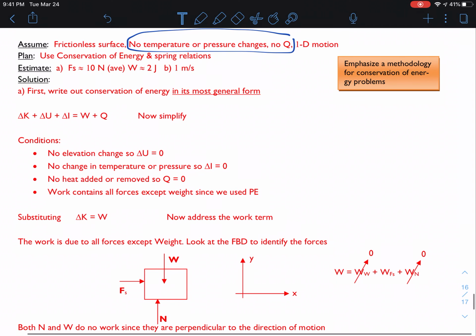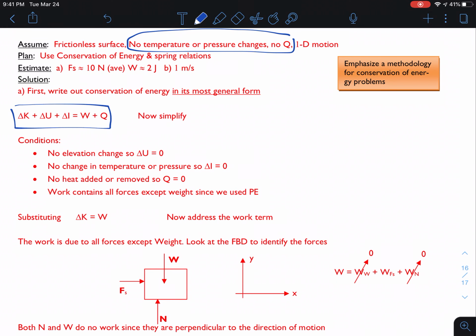So for the solution, again, first thing we do is we start with our energy conservation. Okay, so this equation is kind of the first step one. And after that, we think about, can we simplify this? So is there anything that is zero? It starts from the left to the right, so kinetic energy. We know that we are trying to find the velocity in part B, so we have to keep the kinetic energy term because that's related to the speed, the velocity.